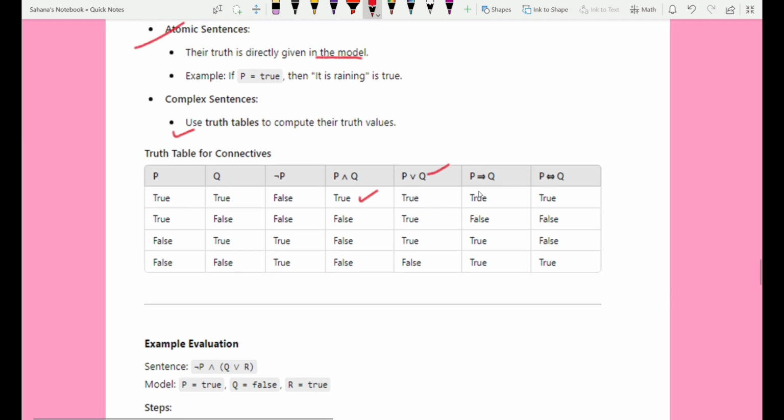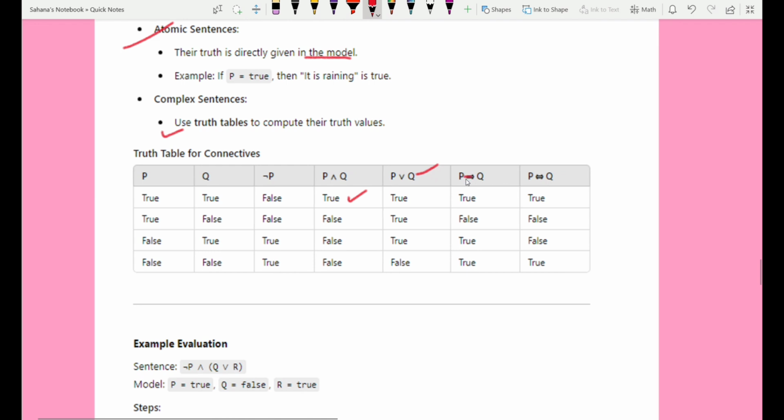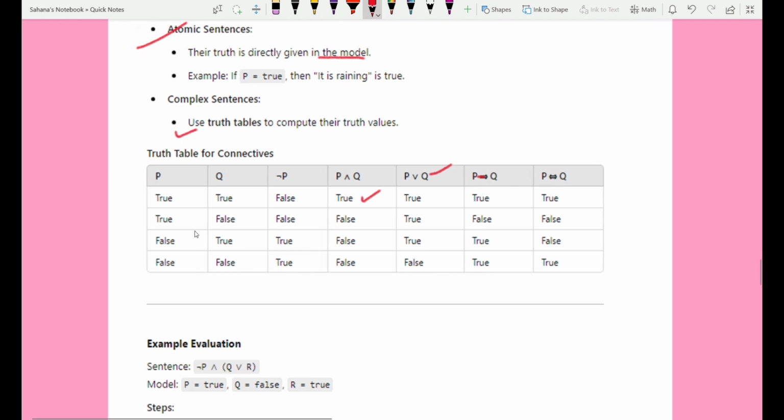This is implication. True true true, true false false, false true true, false false false. If there is true then false, it is false. This is biconditional: if both are true or both are false, then it will be true, and otherwise it will be false. True false false, false true false.